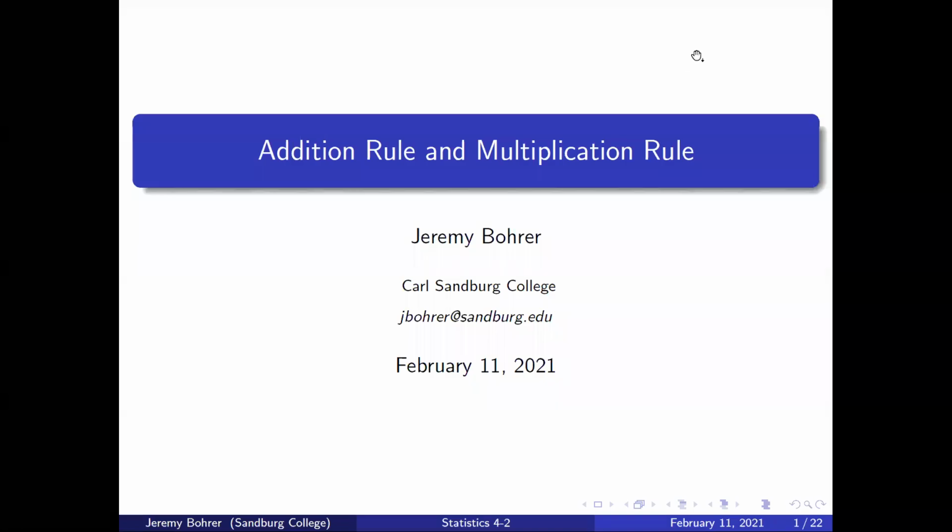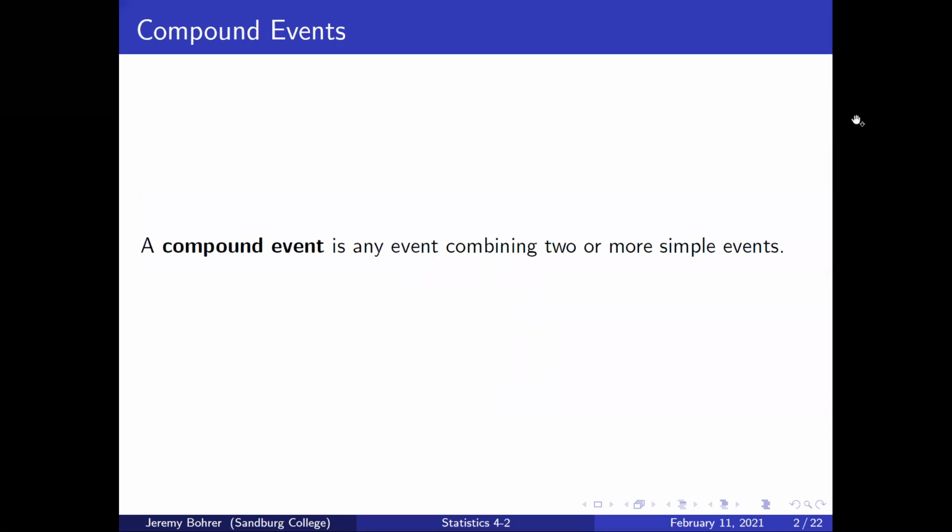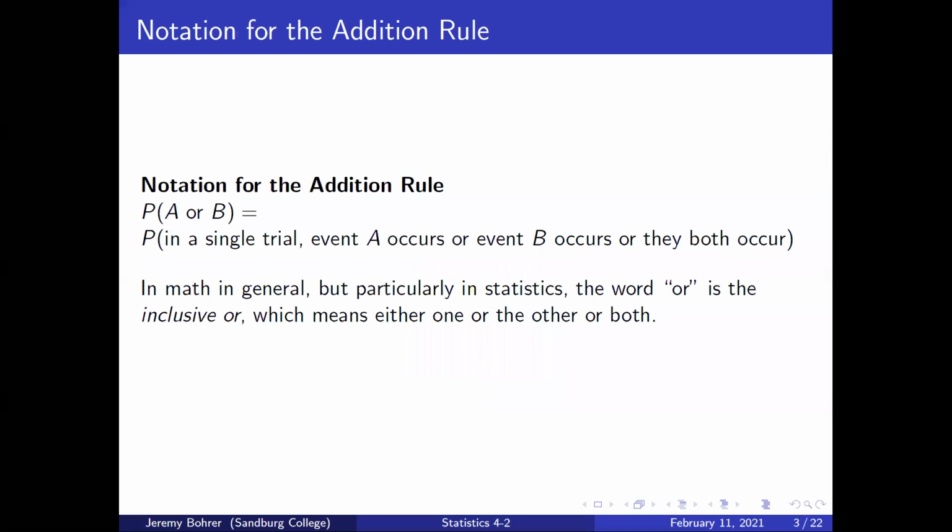In this video, we will discuss the addition rule and multiplication rule. A compound event is any event combining two or more simple events. For the addition rule, the probability of A or B is equal to the probability in a single trial that event A occurs or event B occurs or they both occur.